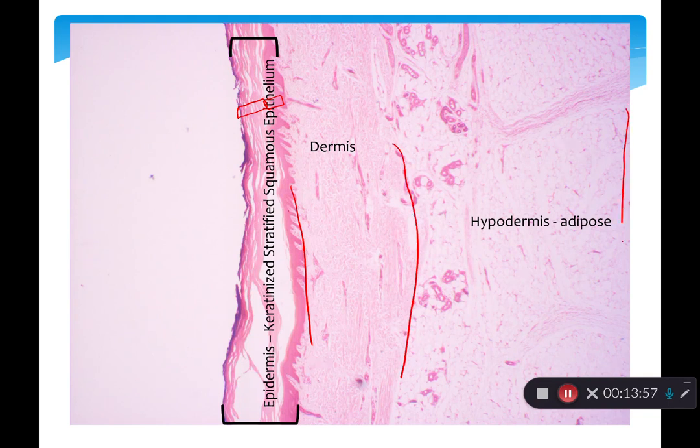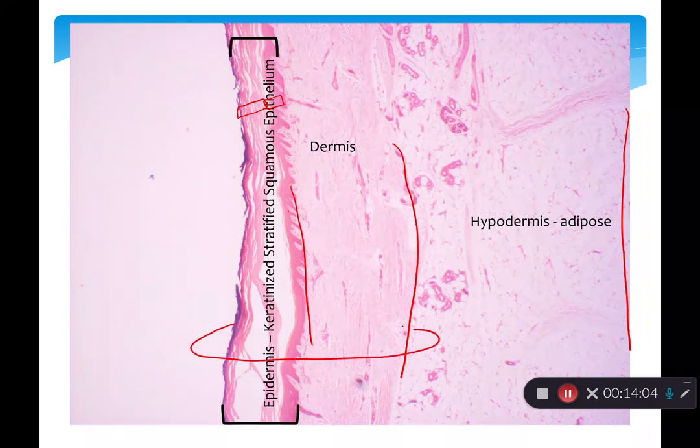And then all this out here is the hypodermis. So skin is only epidermis and dermis. The hypodermis is below. And these big things that you're seeing, these are sweat glands. So like that big cluster of cells is a sweat gland.